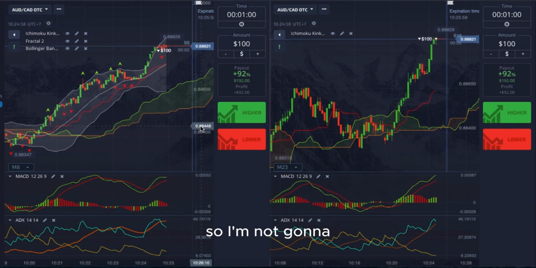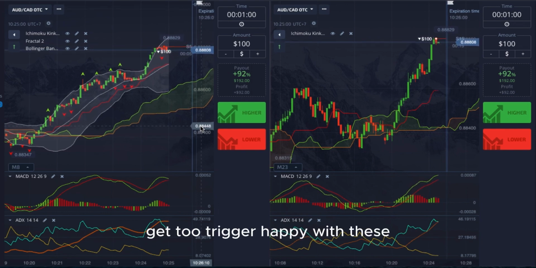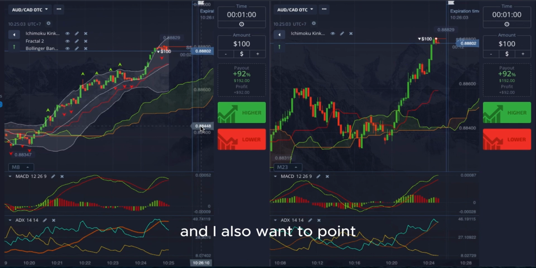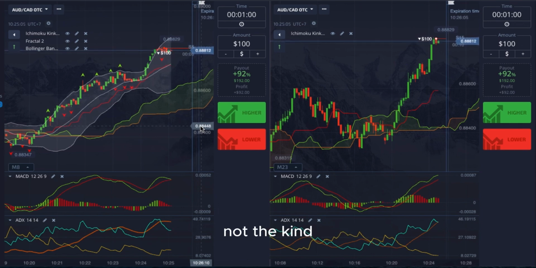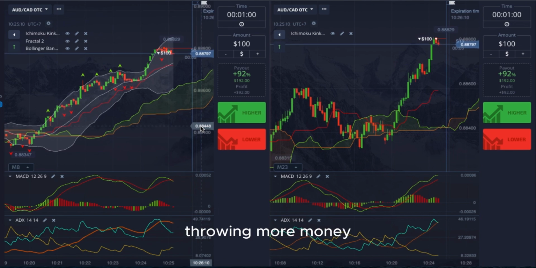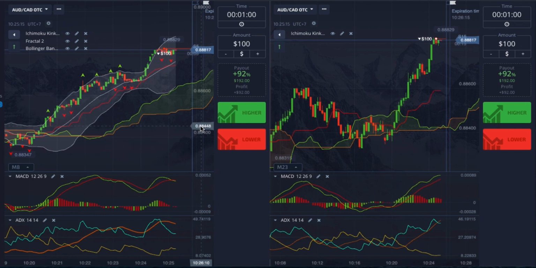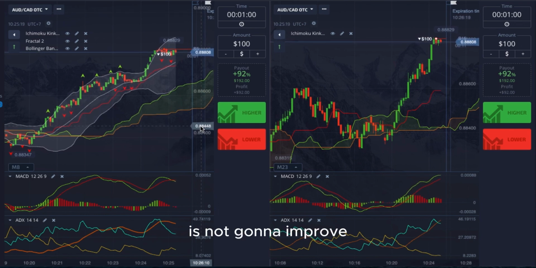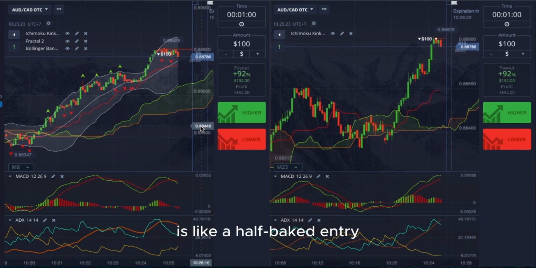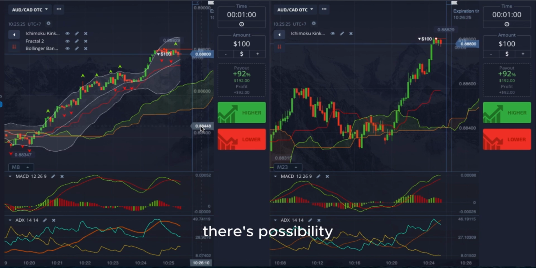There could be. So I'm not going to get too trigger happy with these kind of setups, and I also want to point out to you guys that this is not the kind of setups to spam click, because like I said before, throwing more money at a half-baked strategy or a half-baked entry is not going to improve your result. So this, I would say, is like a half-baked entry, because why? There's possibility for a further upward surge.